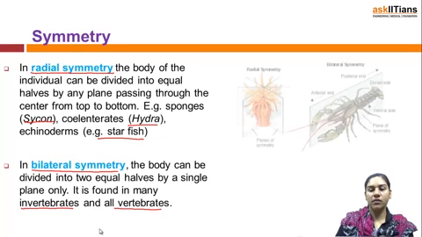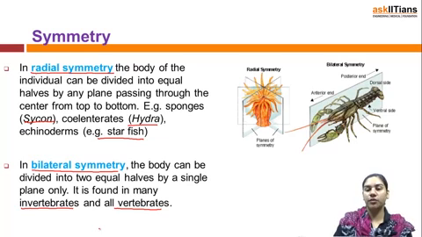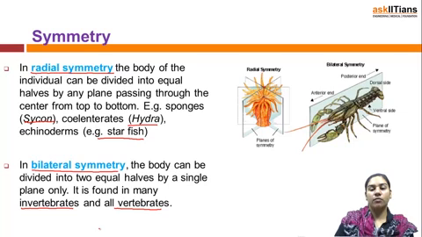So here in this figure, you can see that in the radial symmetry diagram, there are many planes that are passing through the center of the body from top to bottom. And in bilateral symmetry, you can see that there is only a single plane that is passing through the center, that is dividing the body of the animal into two equal halves.